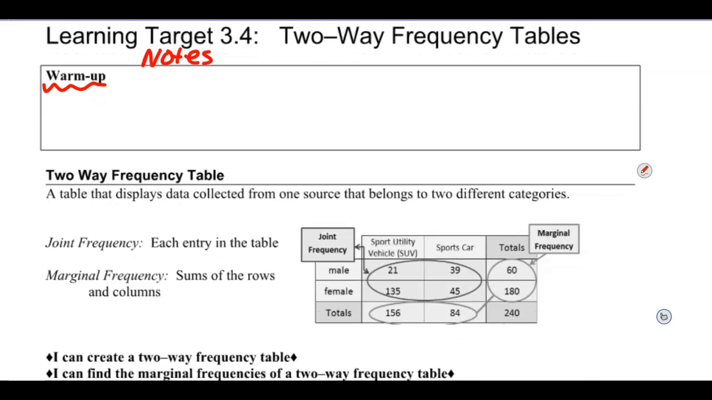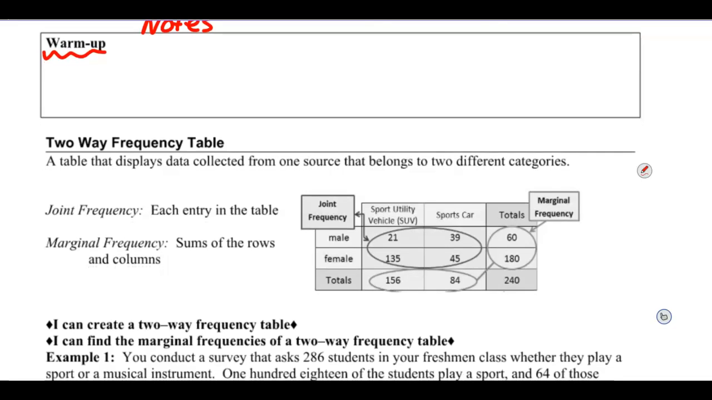So going down, looking at these notes, we have what are called two-way frequency tables. So what they're going to do is give you information about two or more things. So the tables displayed here, it's going to make sure that we have at least two categories. So the key words we need to look at, right here we have joint frequency. These are the numbers that are in the middle.